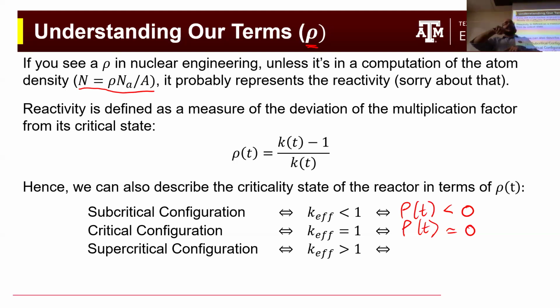And if you are below critical, then your rho will be less than 0. And if you are above critical, if you're supercritical, then what this tells us is that rho has to be positive, right? The reactivity is going to be positive if we have a supercritical configuration. Because that means k is going to be greater than 1, right? So now instead of this being 0.9, maybe it's like 1.1. And then I've got 1.1 minus 1, which is a positive number, over another positive number, which gives me a positive.